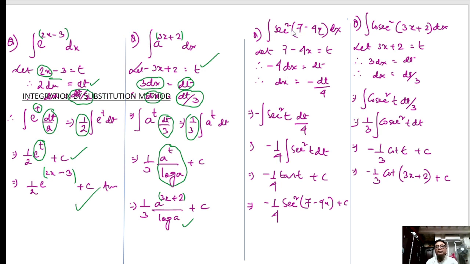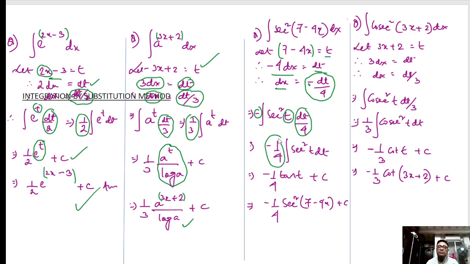Integration of sec square (7 minus 4x). Take 7 minus 4x as t. Differentiating, 7 gives 0, minus 4x gives minus 4 dx, and t gives dt. So dx is how much? Minus dt by 4. Now keep replacing, so the minus goes out. 7 minus 4x was t, and dx was minus dt by 4, so 1 by 4 goes out.